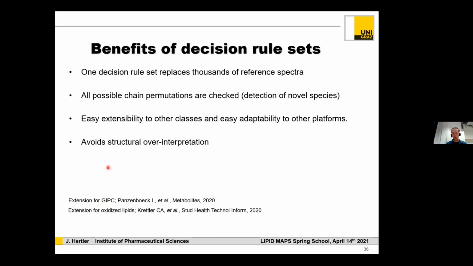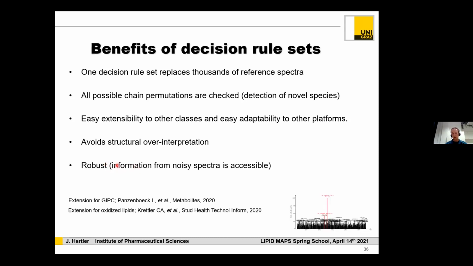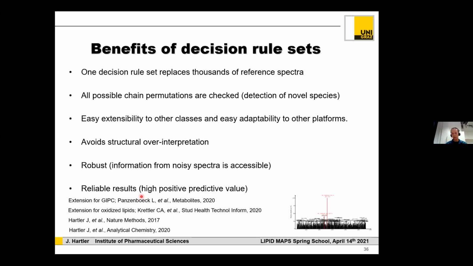It avoids structural overinterpretation because when the LDA verifies the head group fragments, but it can't find any chain fragments, it doesn't report any chain fragments. It stops at the structural level it could really verify. And it's robust for information from noisy spectra. Here it identified a diglyceride, even if there was so much noise around. And it returns quite reliable results. We benchmarked the LDA in 2 studies. This one was about glycerolipids and phospholipids, and here was the extension to the sphingolipids that Ed Dennis mentioned yesterday.